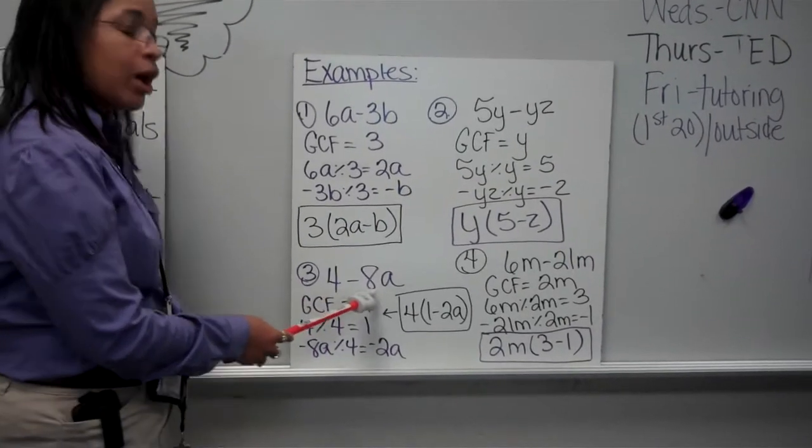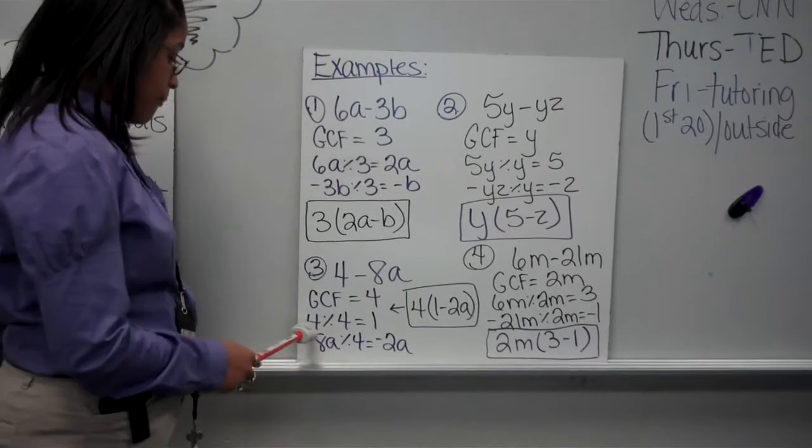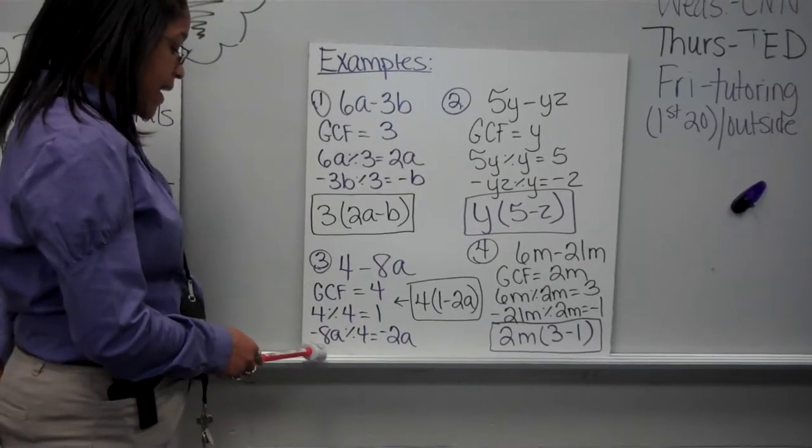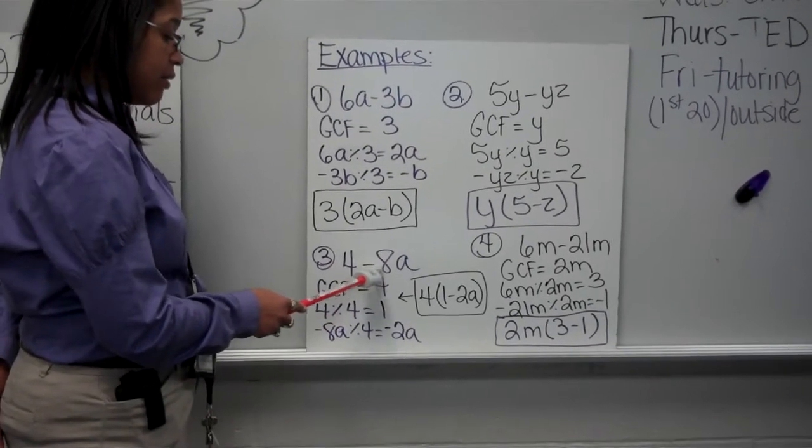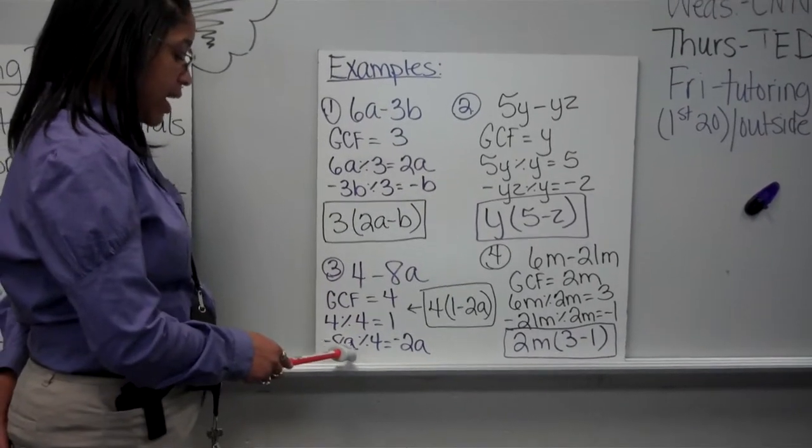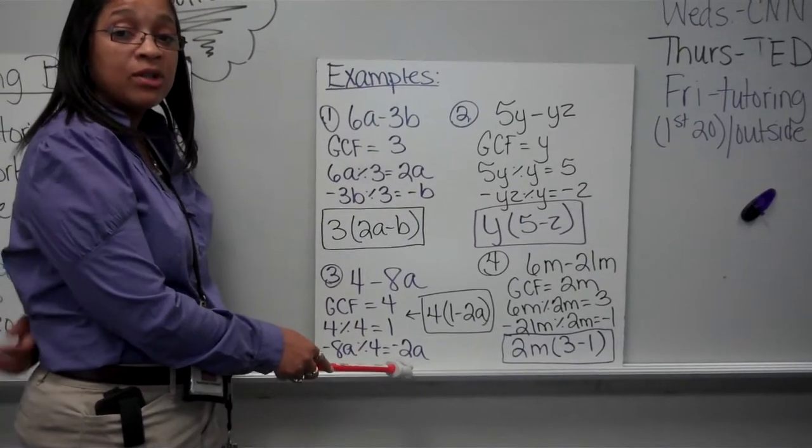I'm going to divide both terms in my binomial by 4. 4 divided by 4 is 1. Negative 8a, because I have to carry the sign with this term. Negative 8a divided by 4 equals negative 2a.